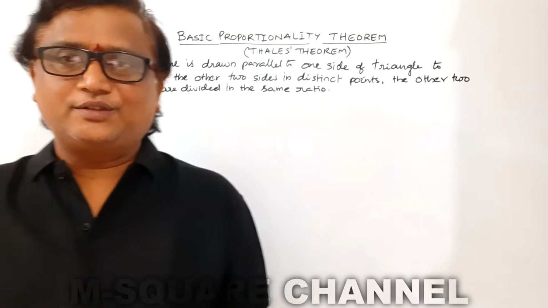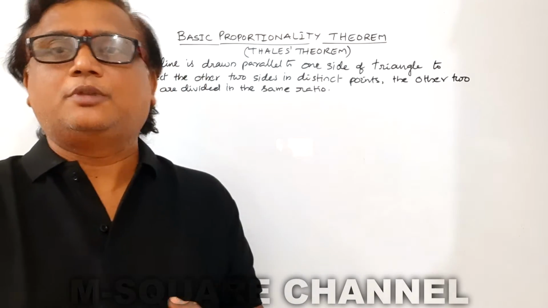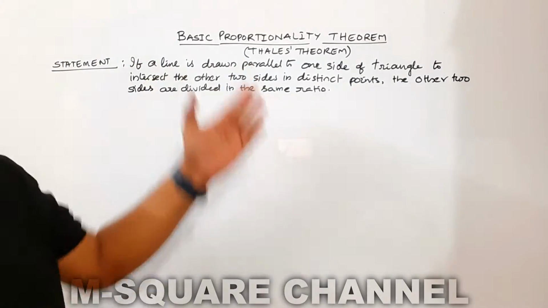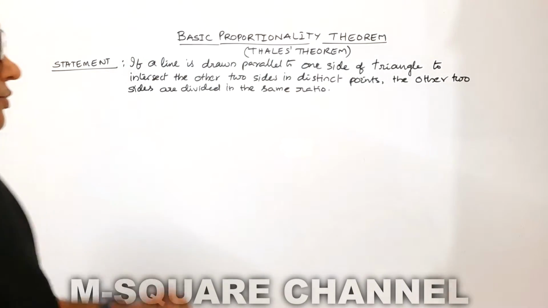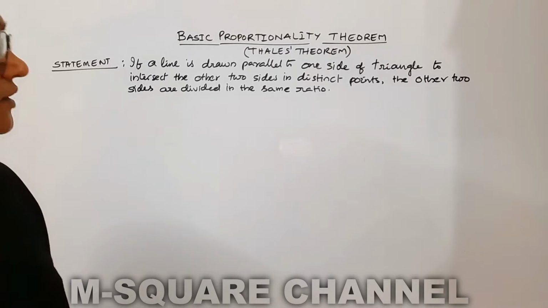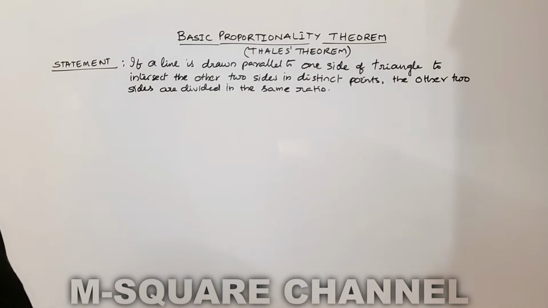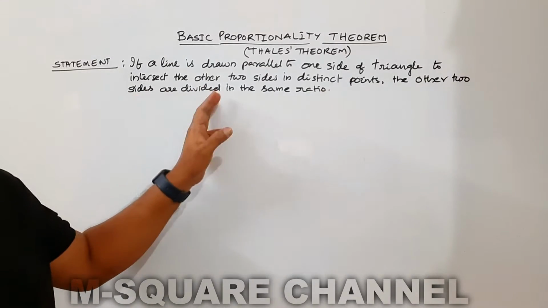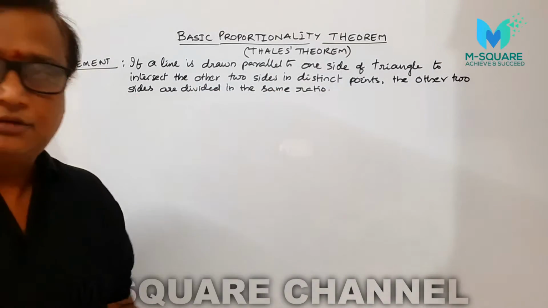Hi, in this video session, I am going to explain the basic proportionality theorem of class 10. This theorem is also called Thales theorem. The statement is: if a line is drawn parallel to one side of a triangle to intersect the other two sides in distinct points, the other two sides are divided in the same ratio.